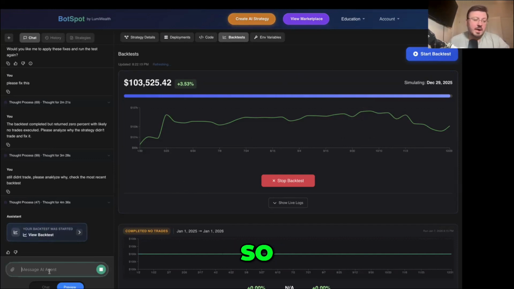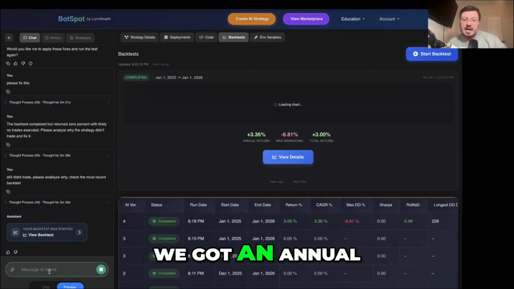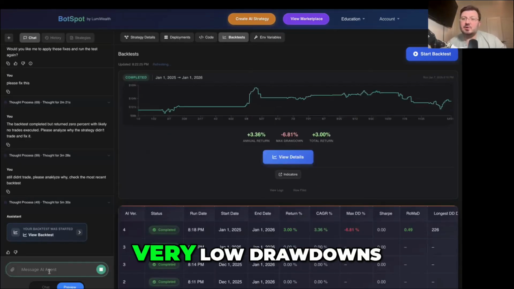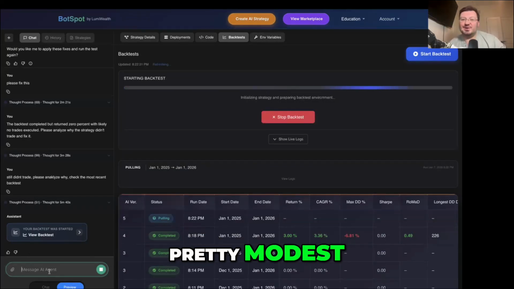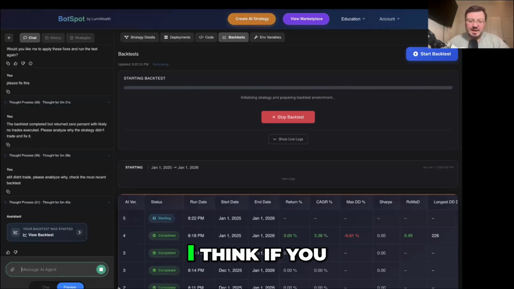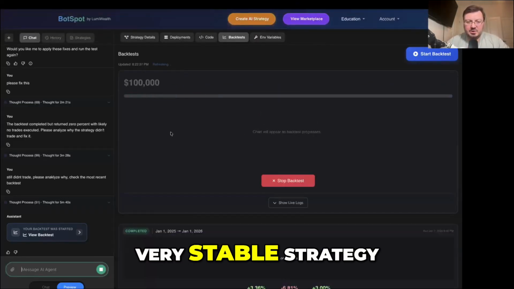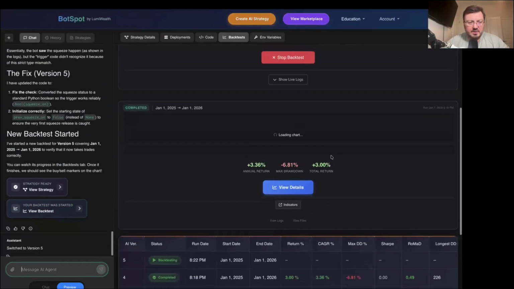Okay, so what I would write to this AI. So there we go. We got an annual return of 3%, total return of 3%. It's positive, very low drawdowns. So this is good, right? But I mean, obviously, this is pretty modest, right? I think if you wanted to have a very stable strategy, that's what it looks like there.